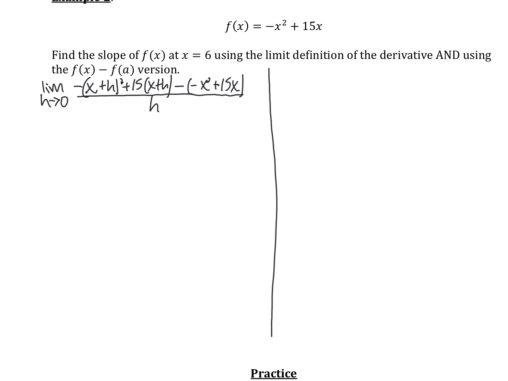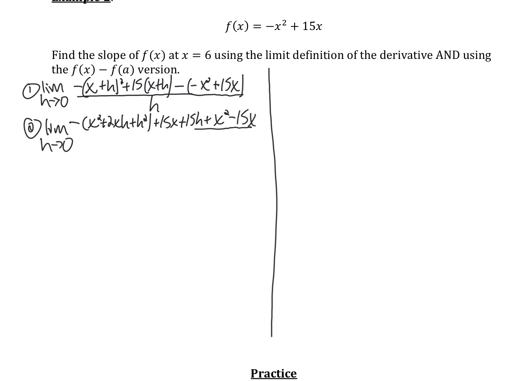Okay, so hopefully you were able to do it. I'm going to quickly run through it. If you want to fast forward to the end of me working on this, you may do so to see if you got the right answer. That would be my first step. Second step, we're going to distribute. So we get negative parentheses x squared plus 2xh plus h squared plus 15x plus 15h plus x squared minus 15x. I'm distributing that negative in, and it's going to be all over h.